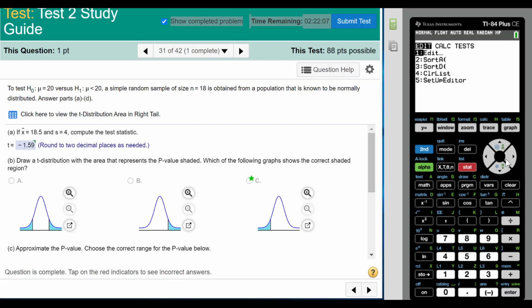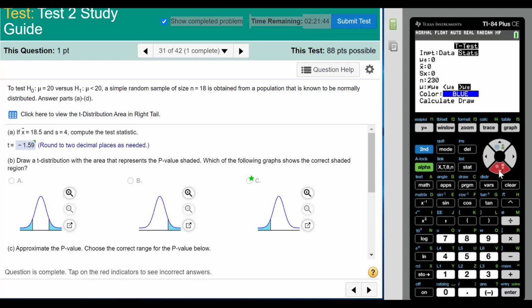Okay, here's how you find it on the calculator. You go to tests. Okay, it's a t-test. It is a t-test because he gives you S instead of sigma. You only use a z-test when sigma, the population standard deviation, is known, but in this case it's S, so it's a t-test. And watch. You go to stats.